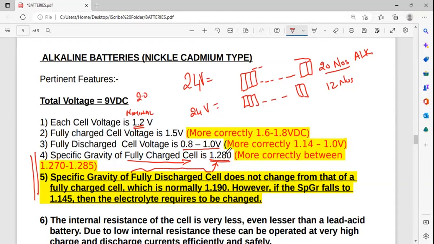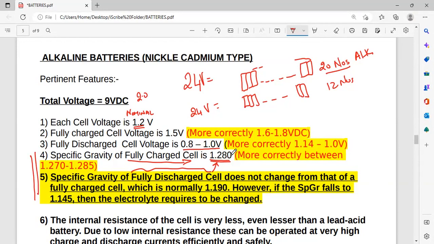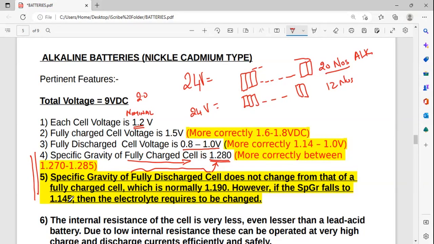Okay. So if your cell is in good condition, whether it is fully charged or fully discharged, it would still show 1.280. If it was in a bad condition, then this 1.280 in the fully discharged state would fall to 1.190 or even less, to 1.145.